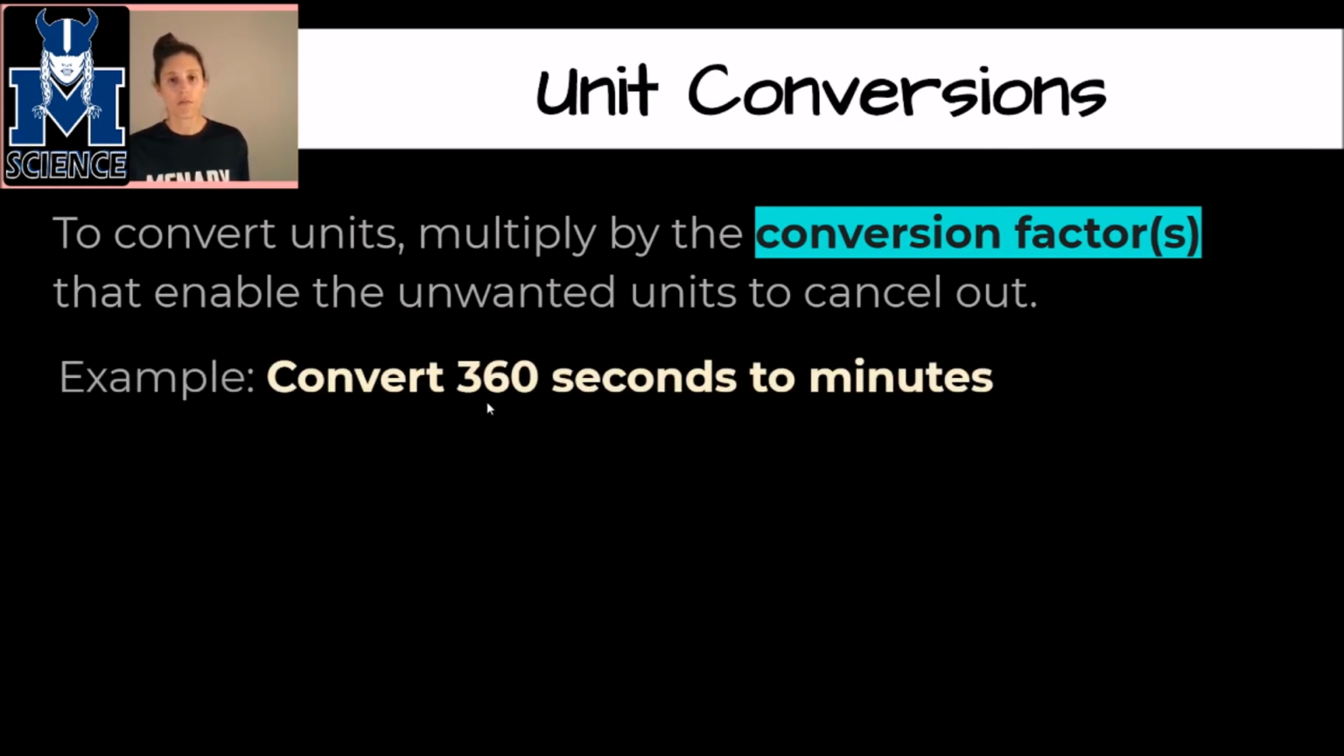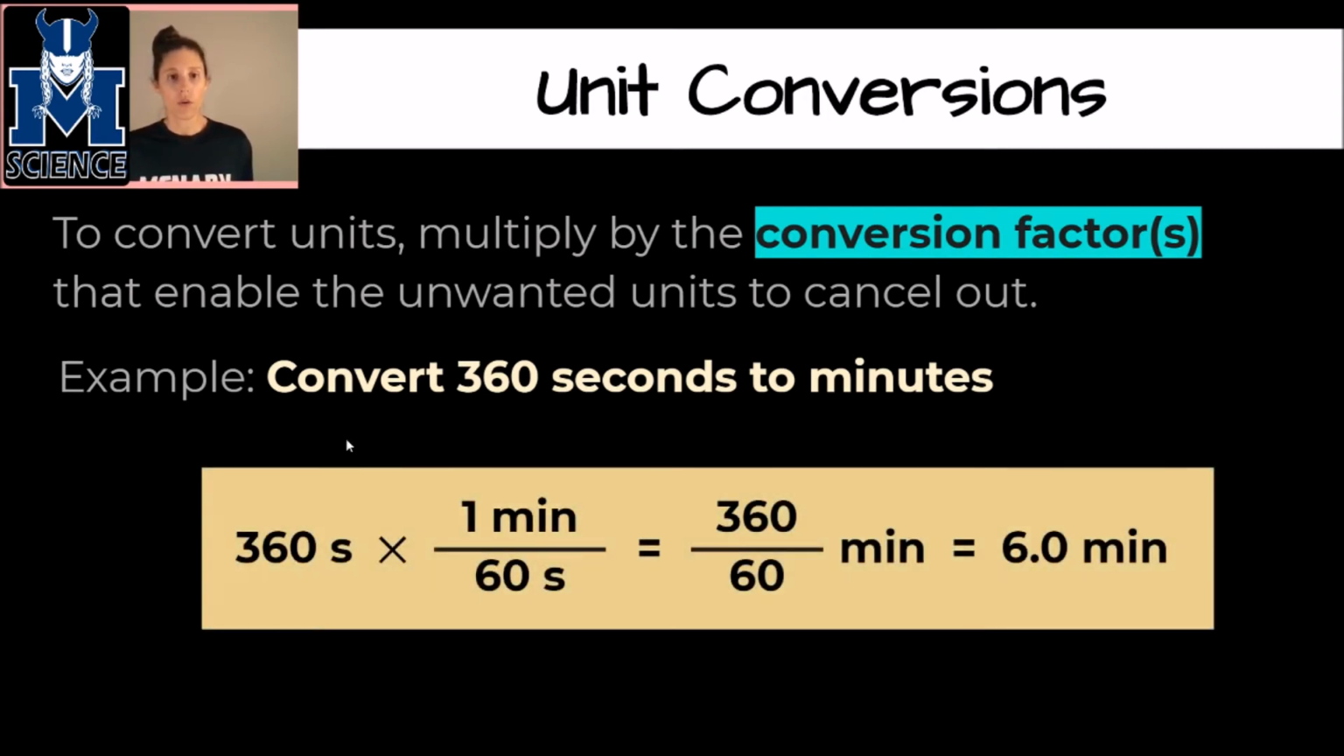If we were trying to convert 360 seconds to minutes, we're not trying to change that amount of time. We're just trying to report that amount of time in minutes instead of seconds. So we take 360 seconds and we multiply by 1 minute over 60 seconds. Okay, that's going to cancel those seconds and we're left with the units of minutes. I take 360 divided by 60, that gives me 6. Okay, again, I know that's a very simple example. You did not need me to walk through that.